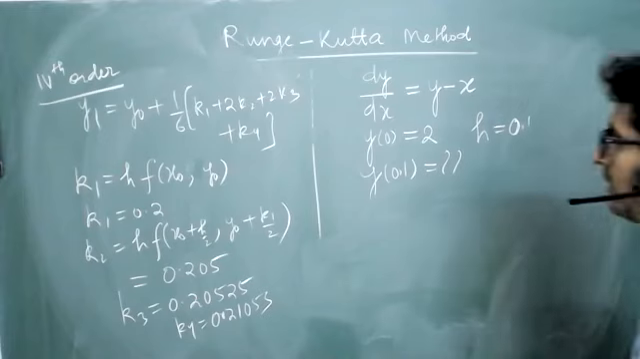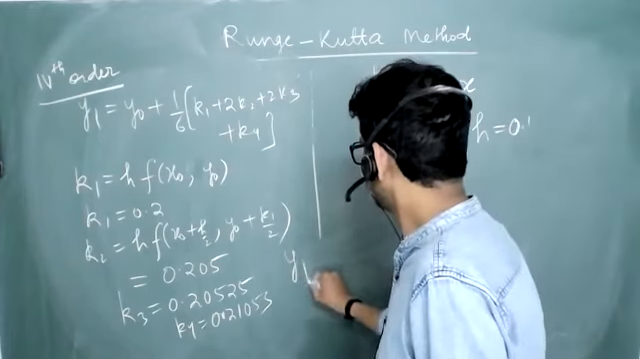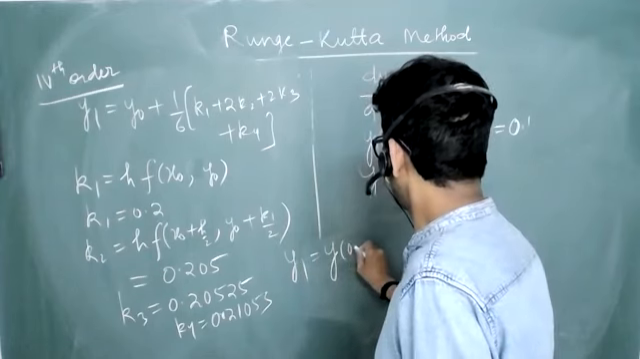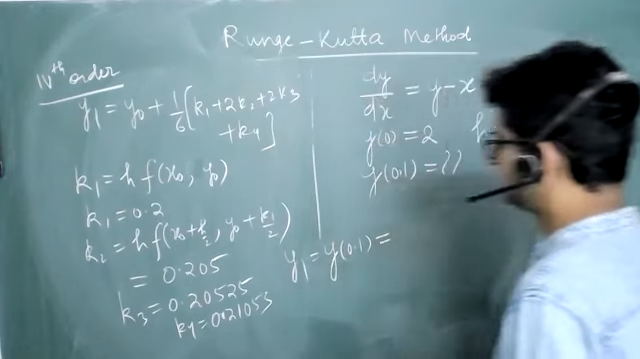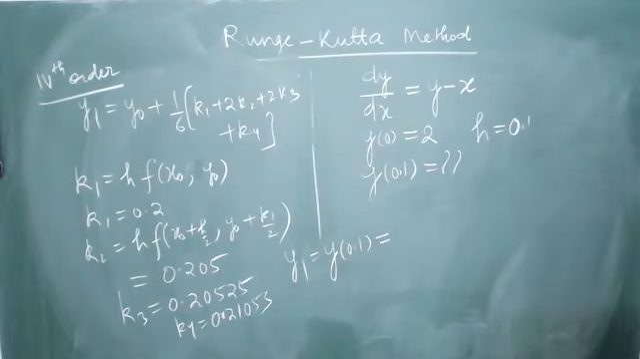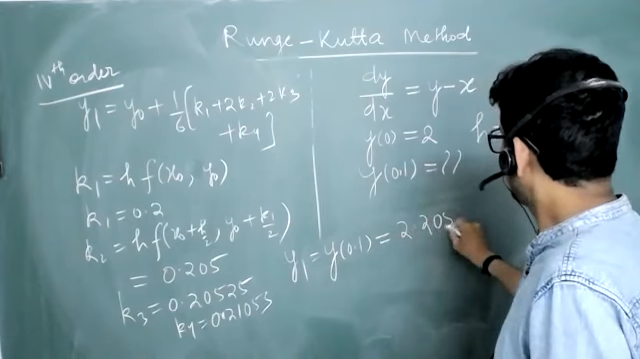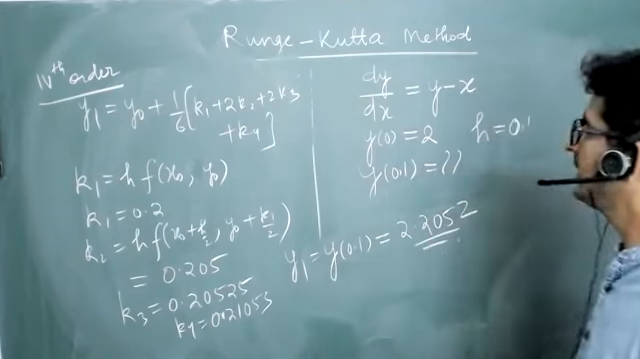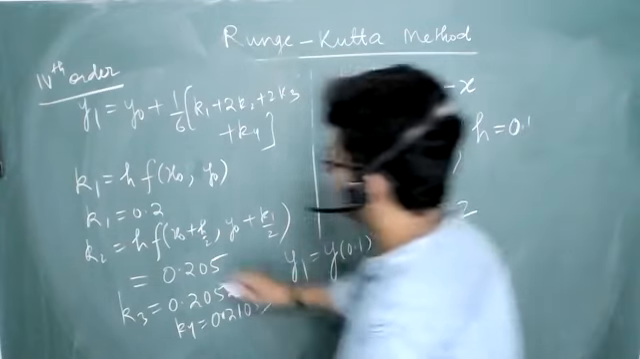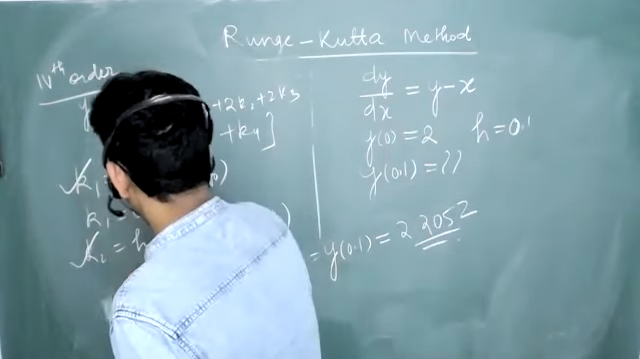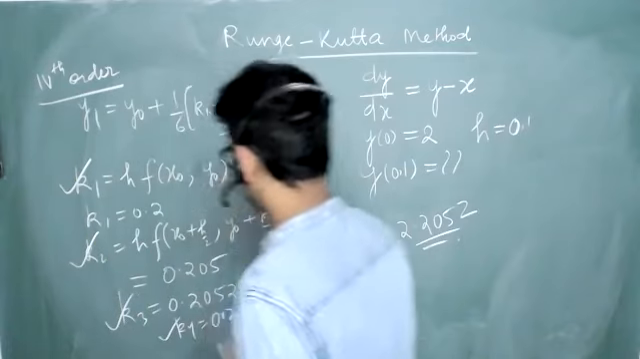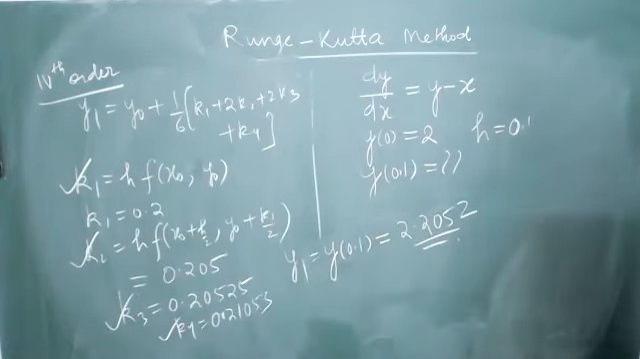So the value of y1, which is y at 0.1, is, apply the formula, 2.2052. So everybody do all the steps. Calculate k1, k2, everybody. If there is any problem, please ask. Do it patiently.